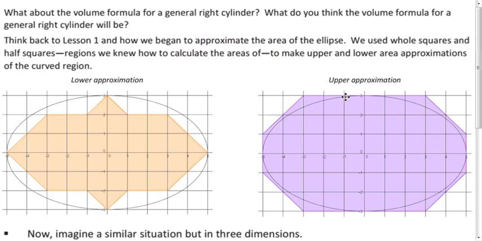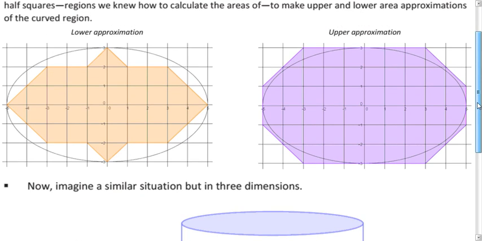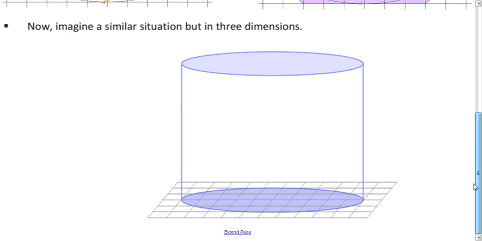Now, what if the base isn't necessarily something that's a nice polygon? What if it's circular or some other type of region? How can we figure out its volume? Well, remember what we did with the area. We found a lower approximation and an upper approximation. Then kept making them nicer and nicer until it got really close to our answer. So think about what we do in 3 dimensions in a similar case.